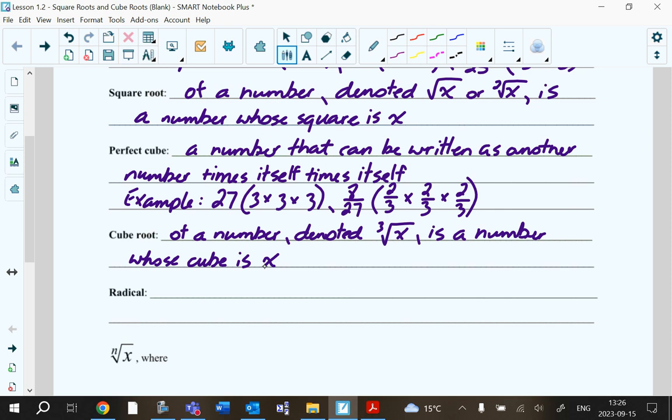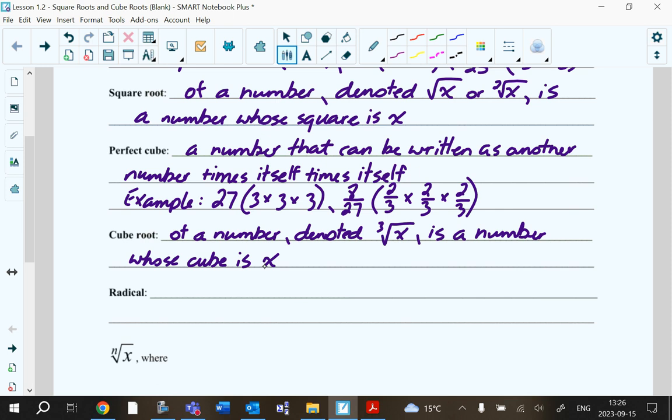Okay, here, I'll give you this one. What's the 100th root? So some number times itself 100 times. What's the 100th root of 1? 1. Doesn't matter how many times you multiply 1 by itself, the answer's still going to be 1.